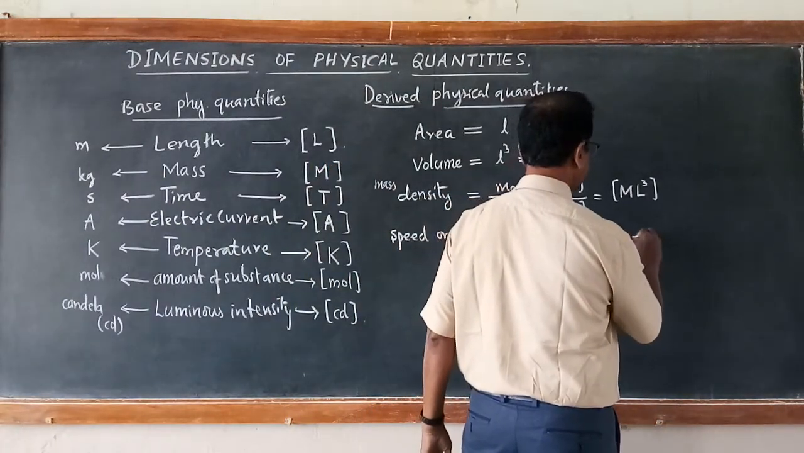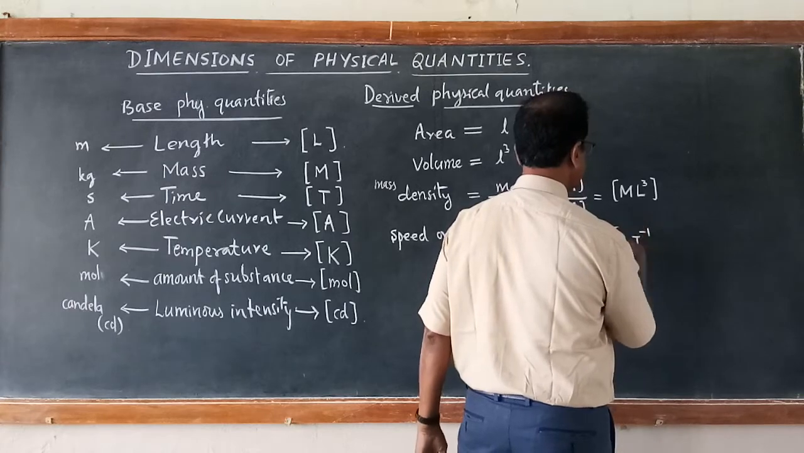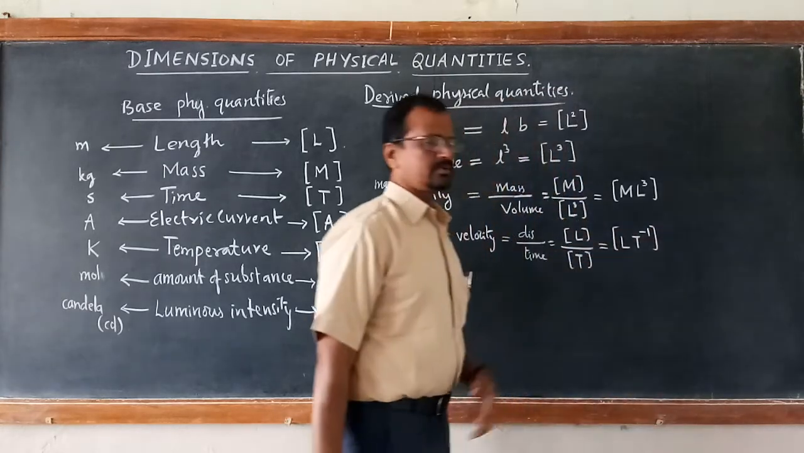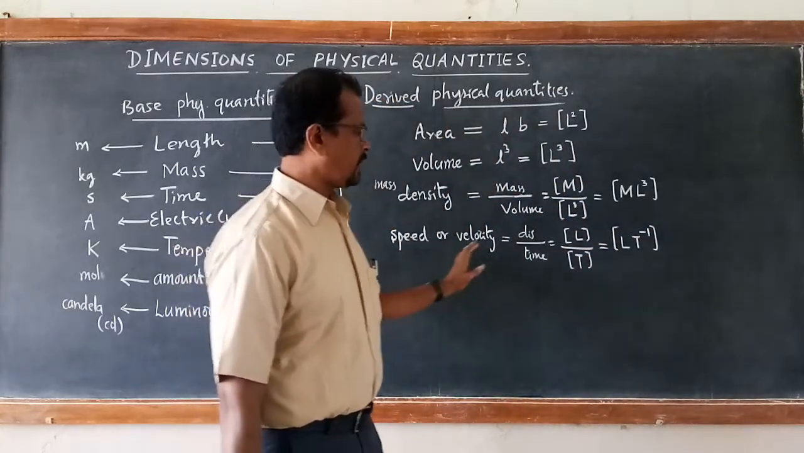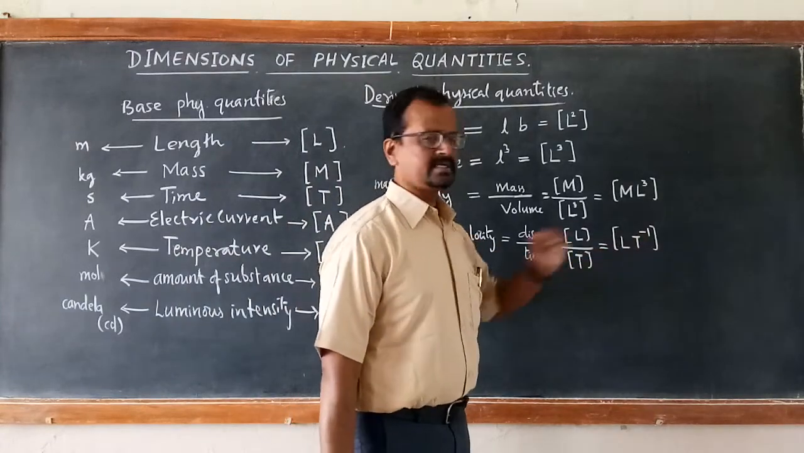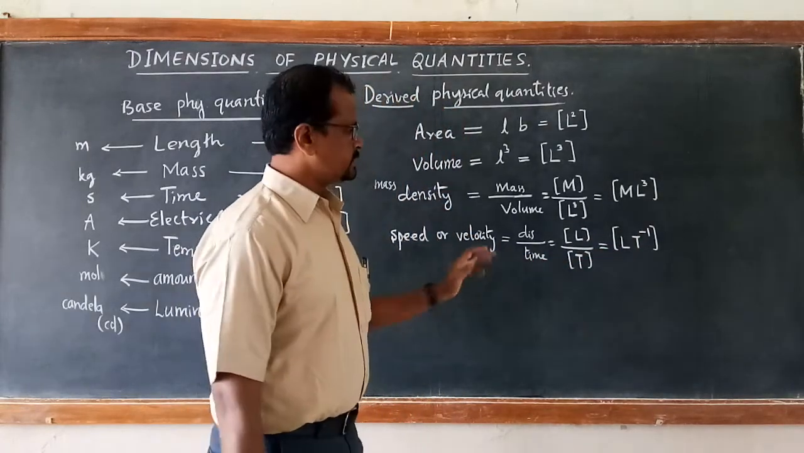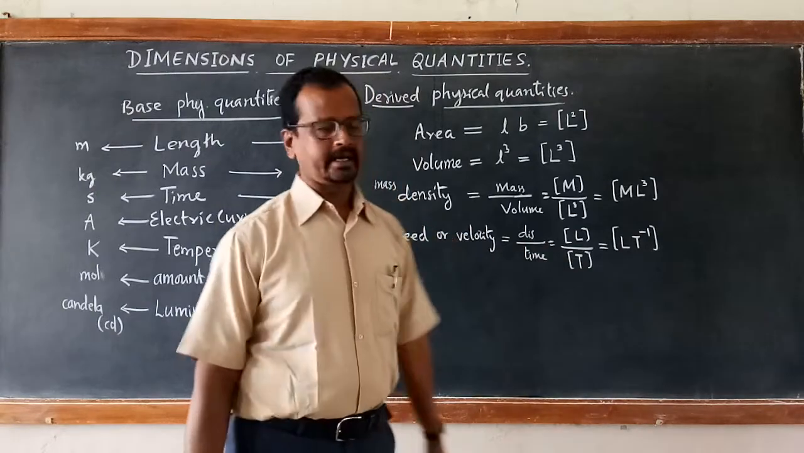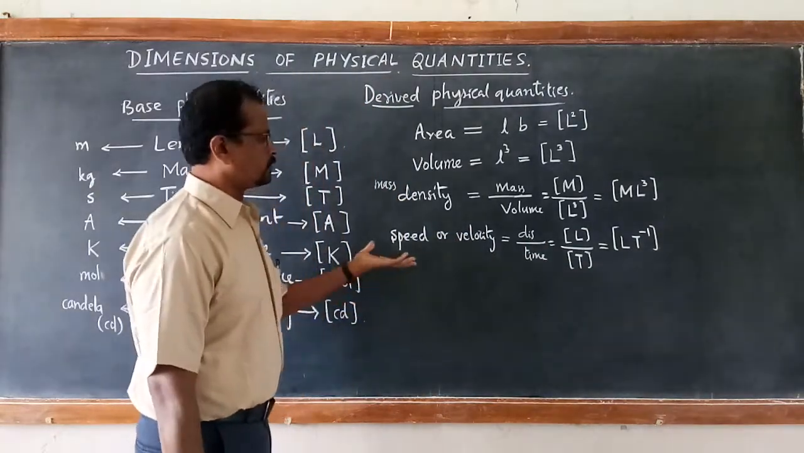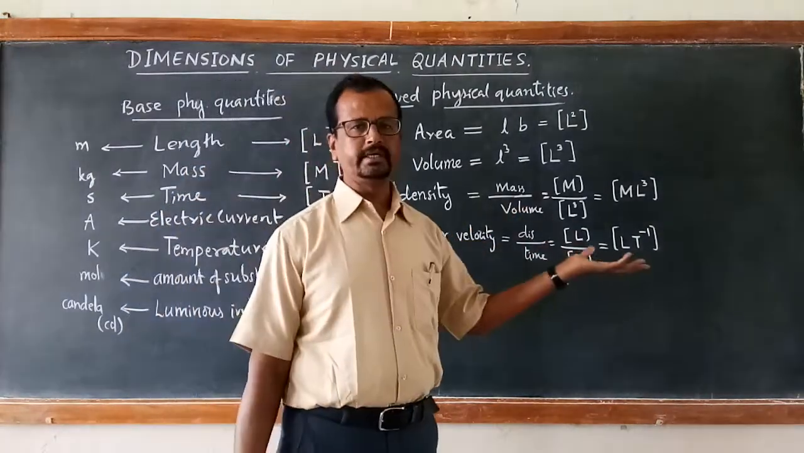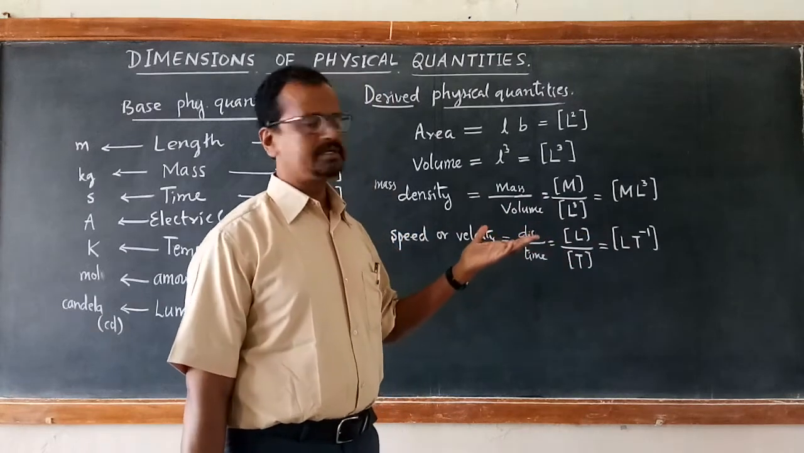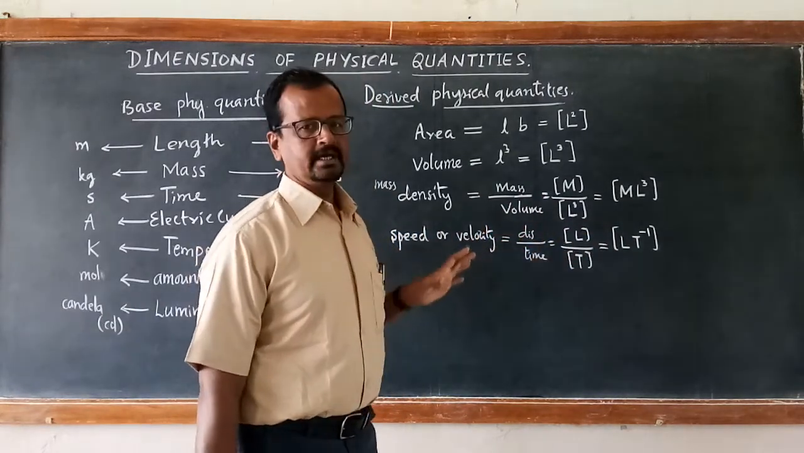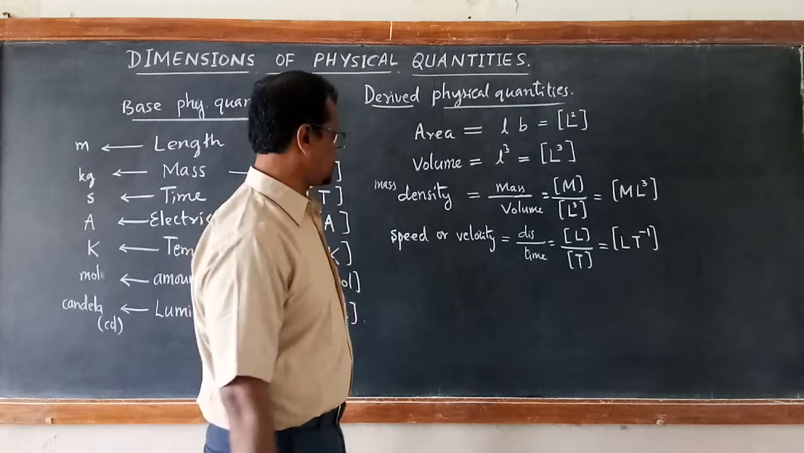You have to express it as [L T^-1] under square brackets, so that it will have the unit meter per second. In CGS units it becomes centimeter per second. Like that, we will be able to find its respective unit in different systems of units with the help of these expressions called dimensions.